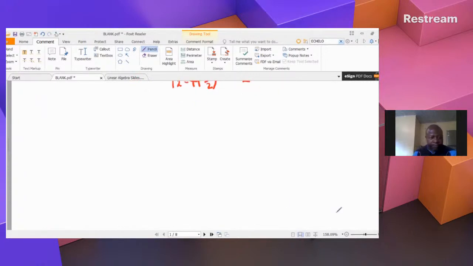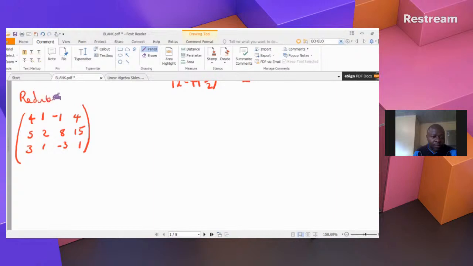And write my matrix. So the matrix that I want is 4, 1, -1, 4, and then 5, 2, 8, 15, and also 3, 1, -3, 1. So this is a matrix that I want to reduce to echelon form. So the question is: reduce to echelon form.